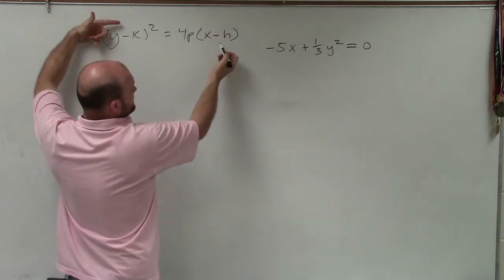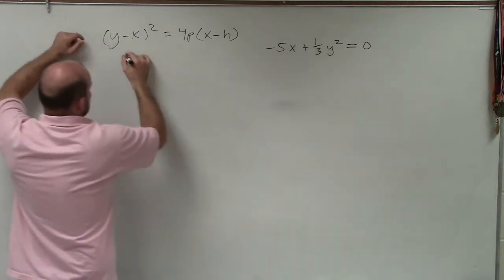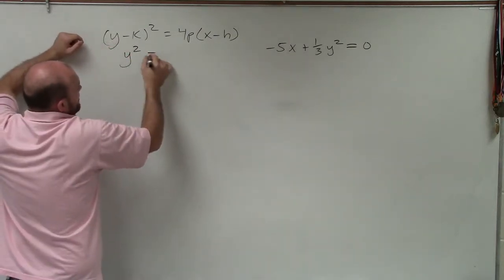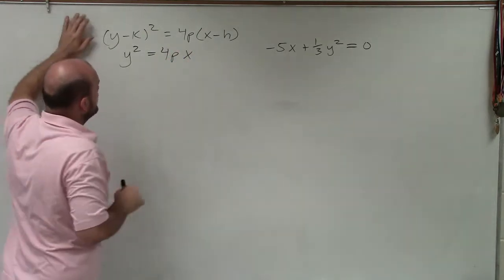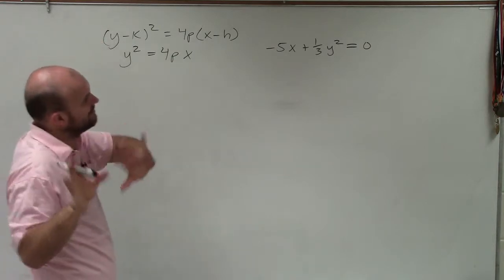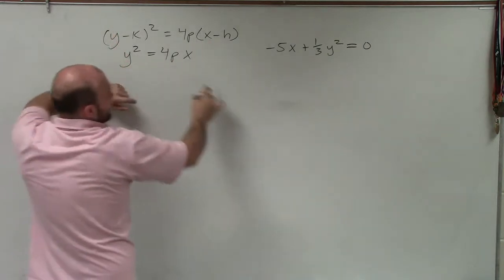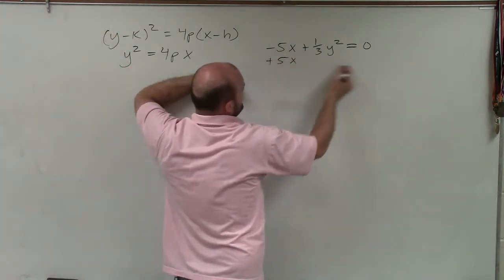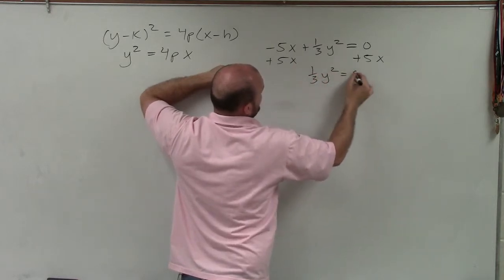Now, I understand that these terms are not subtracted by anything, so I automatically know that my vertex is going to be at 0, 0. However, if you don't understand that yet, that's perfectly fine. Let's get the y and the x on opposite sides. So I'll add 5x on both sides, and I have 1/3 y squared equals 5x.